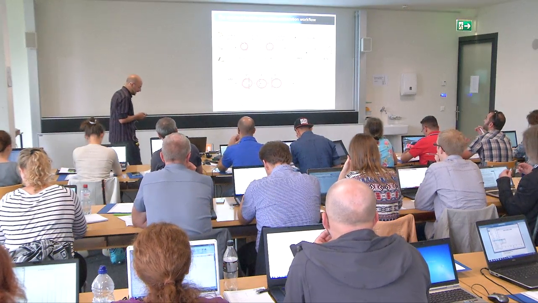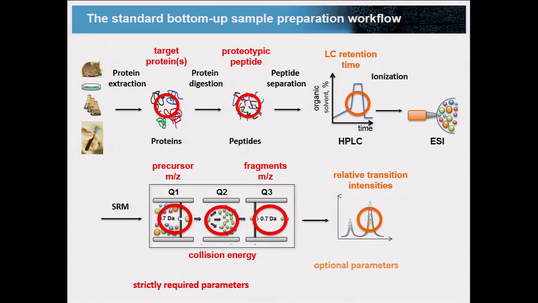You've seen this slide from Tina, and Tina was basically referring to the fact that in most cases, we have some sort of standard pipeline. When we do bottom-up proteomics, we do some protein extraction, digestion, some sort of peptide separation, then we do electrospray ionization. And what's different is how we measure. There are those parameters that are critical to the machine, so we have to provide them. They are obligatory, and there are those parameters which are optional.